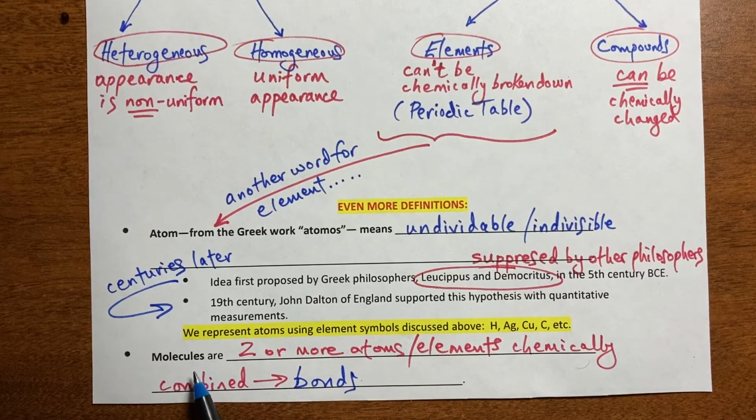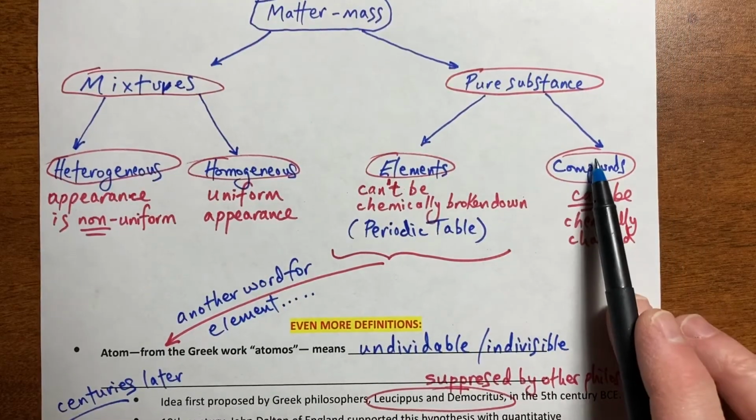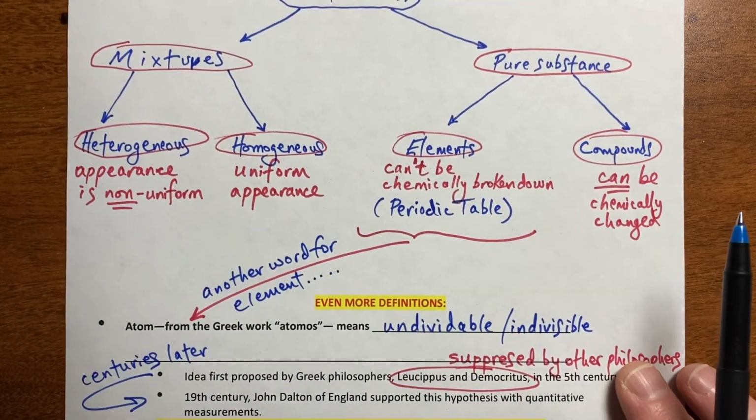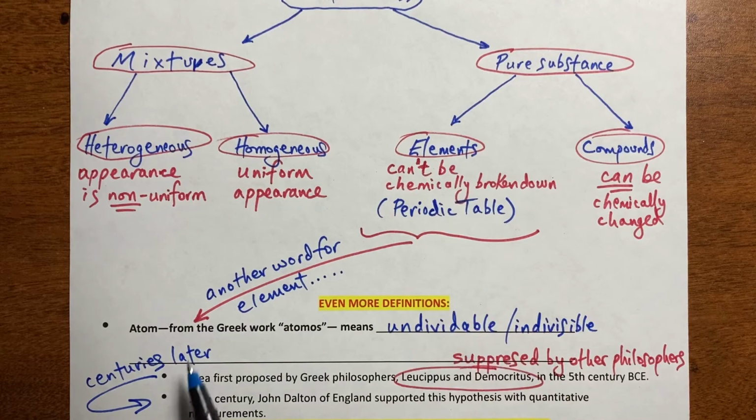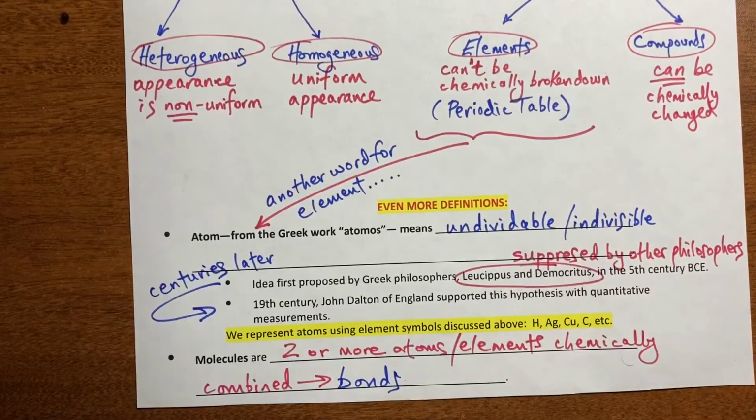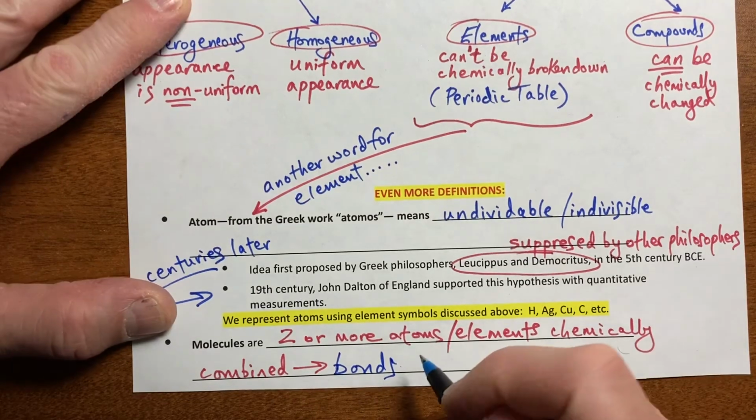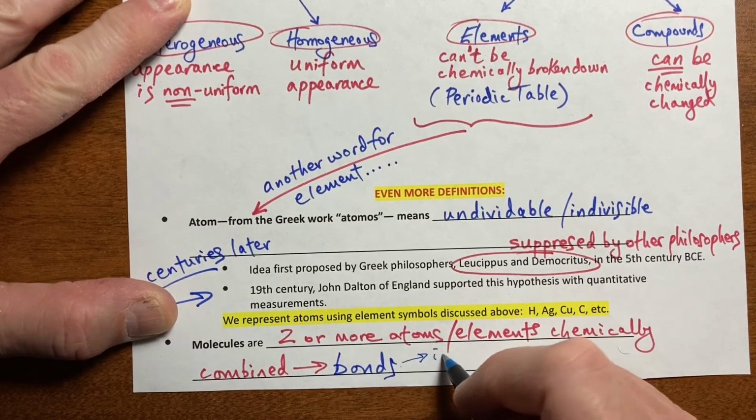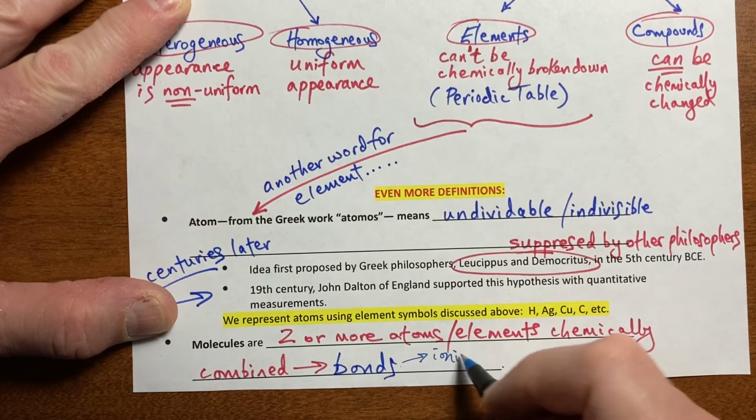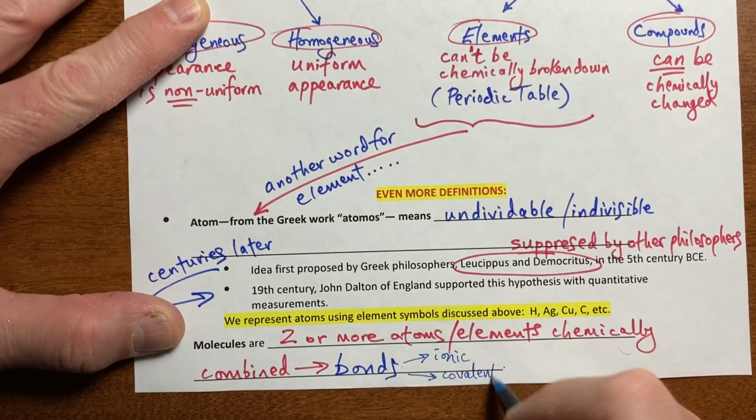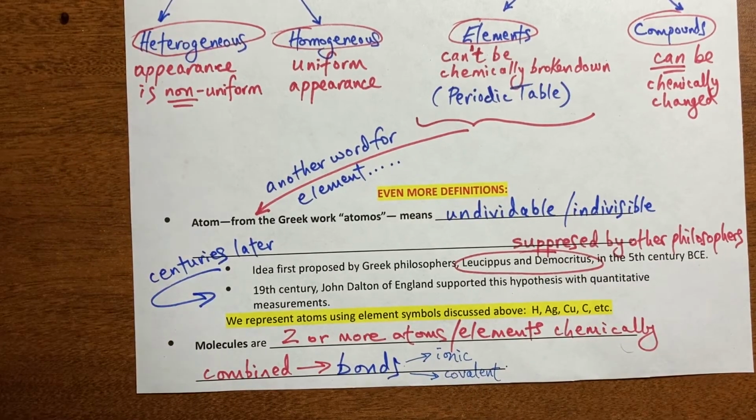Molecules is another word for a compound. So again, we're reviewing with you the language of chemistry. So elements can be called atoms, compounds can also be called molecules. A molecule, by definition, is just 2 or more atoms or elements chemically combined, which are held together by bonds. Now, the bonds that we'll talk about later on can be classified as either what are called ionic bonds, like table salt, or covalent bonds, which are bonds found in substances like water.